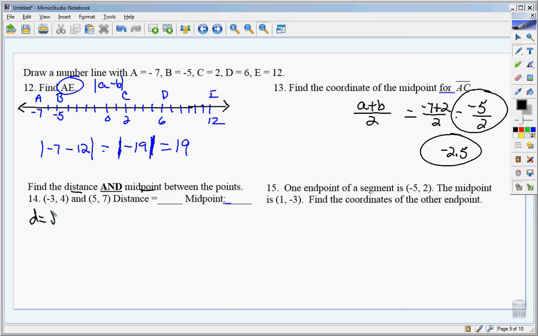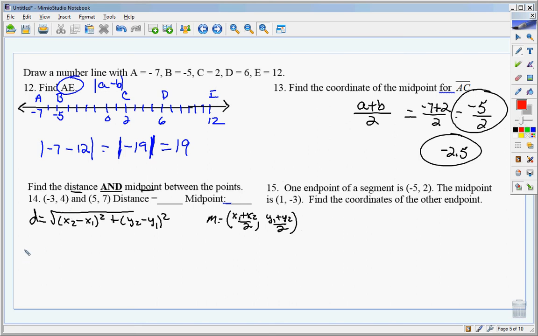Distance is equal to the square root of (x2 minus x1) squared plus (y2 minus y1) squared. Midpoint is equal to (x1 plus x2) over 2, comma, (y1 plus y2) over 2.